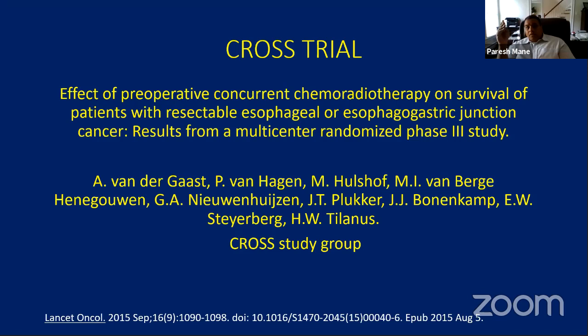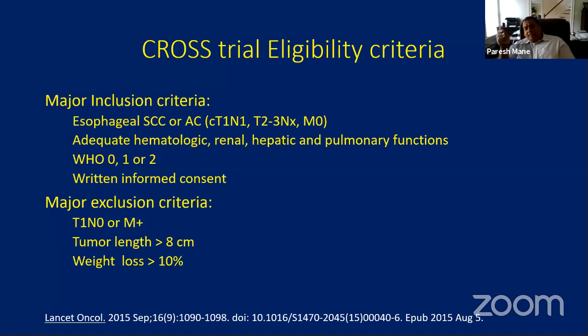So CROSS stands for concurrent chemoradiation, that's CR, esophageal and esophagogastric, resectable esophageal and esophagogastric junction study, the CROSS trial. It's based out of the Netherlands. The inclusion criteria for this particular trial was esophagus cancer, immaterial whether it's squamous cell versus an adenocarcinoma, with good function, no problems with the kidneys and liver and all that stuff.